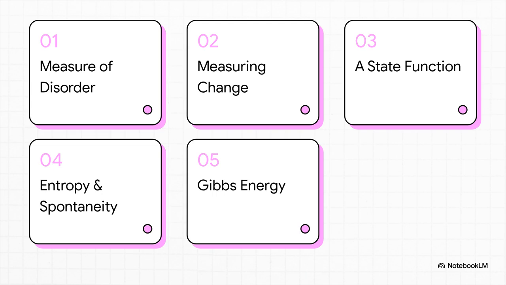So, here's our game plan. We're going to build this up step by step. First, we'll figure out what entropy even is. Then, we'll see how you can actually measure it. We'll touch on a really key property it has, something called a state function. And then, we'll connect it all back to why things happen spontaneously. And finally, we'll look at the ultimate tool scientists use for this, which is called Gibbs energy.